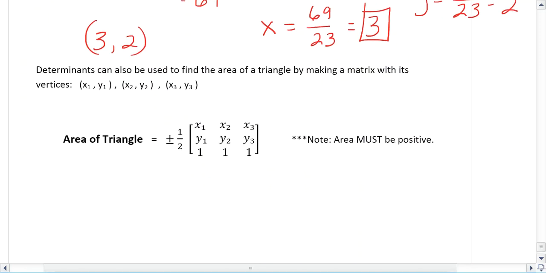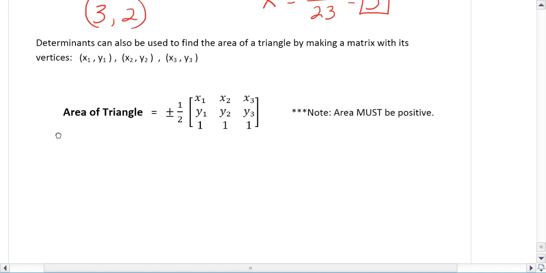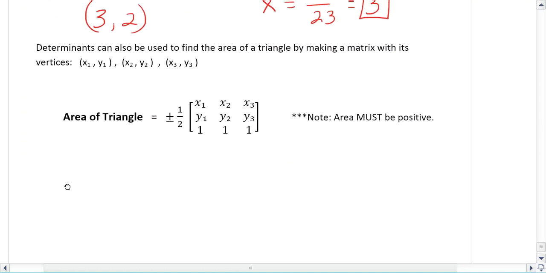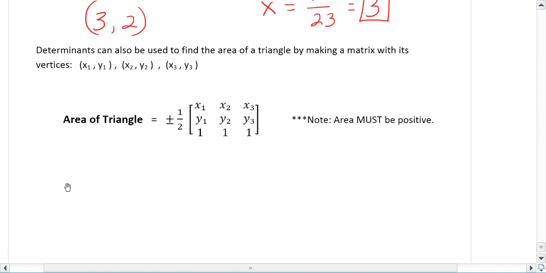All right, one more use of determinants. We're going to use them to find the area of a triangle by making a matrix with its vertices. So we did this kind of back in section 1, I think, where we just made a 3x3 with their vertices. We have x, y, and then this last row is a 1. And then we have another x, y, the last row is a 1, and then x, y is a 1.